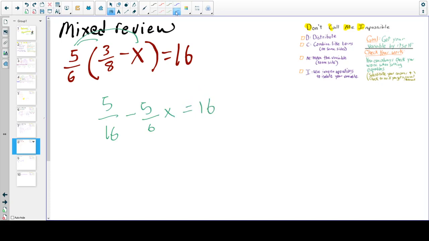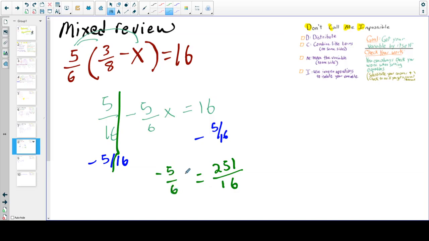Okay? Now, just like always, I want to get x by itself, so I got to move this 5/16 to the other side, and this negative 5/6. So the opposite of a positive 5/16 is a negative 5/16. So I'm going to do the same thing on both sides. And again, I'm going to use my calculator. I can't really do this in my head. So why not? Use your calculator. So 16 minus 5/16 gets me this crazy number, 251 over 16. And then this equals negative 5/6 x.